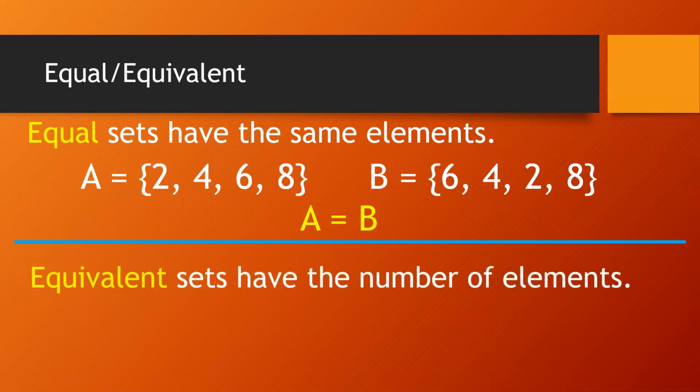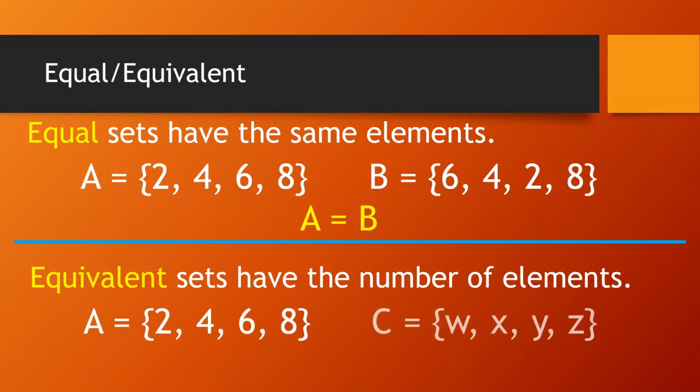Equivalent sets are sets that have the same number of elements. In other words, they have the same cardinality. So if set A is 2, 4, 6, and 8, and set C contains W, X, Y, and Z, the two sets are equivalent. They are not equal, they don't have the same elements, but they do have the same number of elements. To write that two sets are equivalent, we use this special symbol. So this says A is equivalent to C.